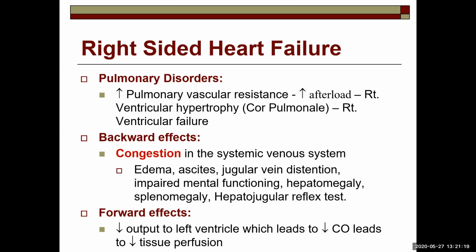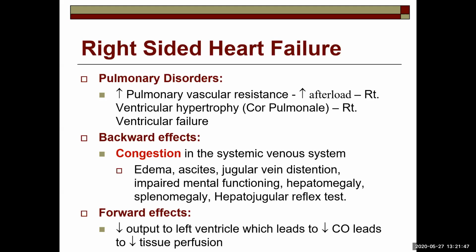It's going to get enlarged. When the right ventricle gets enlarged, you call that cor pulmonale. So the right ventricle hypertrophy due to a secondary cause, okay, in this case, you could have a myocardial infarction or something, then you have what we call cor pulmonale. And then you end up having the right ventricular failure.